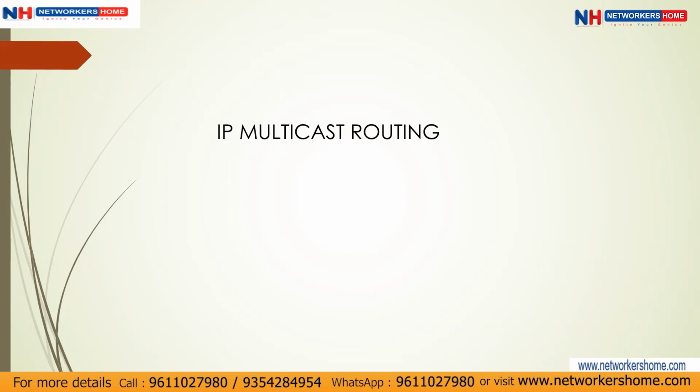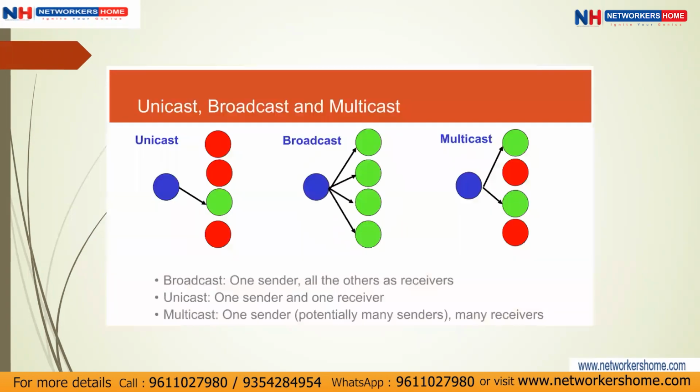Now I am going to start IP multicast routing. Before moving towards multicast routing, first we will understand the fundamentals of multicast. As we know, we have three types of transmission mechanism: unicast, broadcast, and multicast. Broadcast: we have one sender, all others are receivers. Unicast: one sender and one receiver. Multicast: one sender, potentially many senders, many receivers.